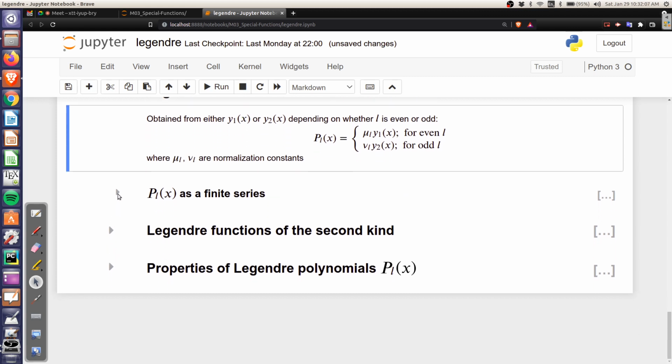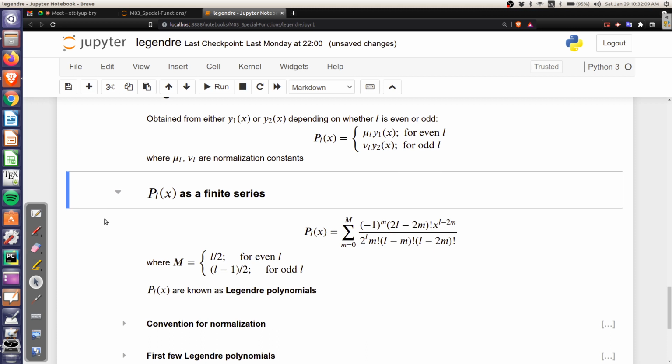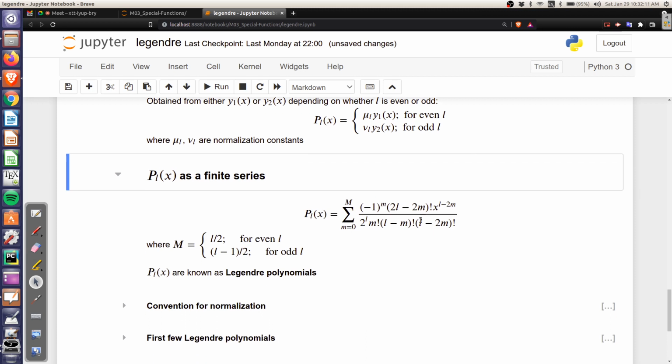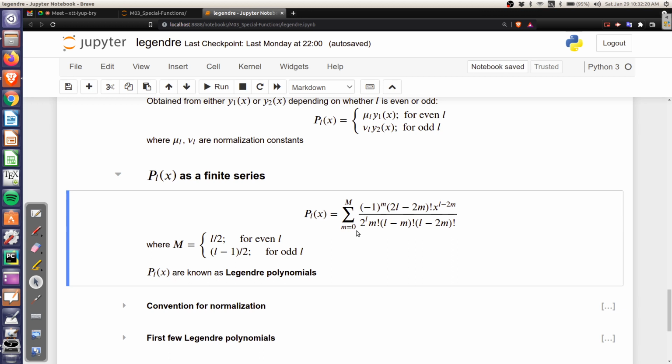Now let's look at PL as a finite series, the form of the finite series. So this is the form. By the way, the derivation is there in your BSc course, so I'll not go into the derivation of this one. If you're interested, you can have a look at the book by Benz, which I have already shared in Moodle. There is a chapter on special functions, and over there the derivation of this series formula is given.